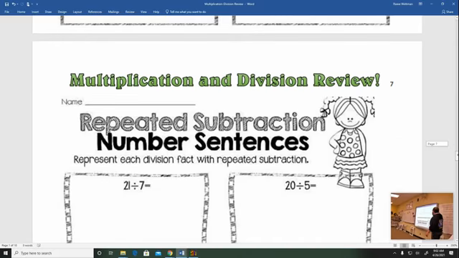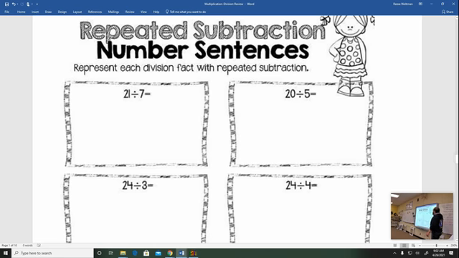Okay, next one. Now we're moving into our repeated subtraction. Remember how we did repeated addition? Repeated subtraction helps us do division. So if you didn't know the answers to these problems, you could use repeated subtraction. Does anybody remember how to do that? Anybody remember how to do it? Hallie?